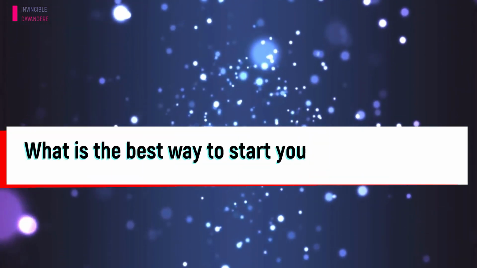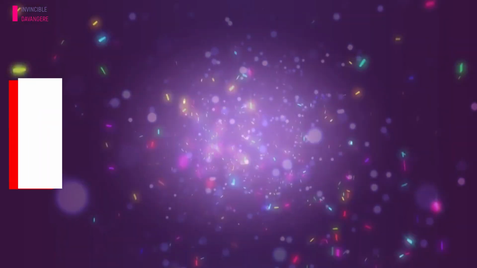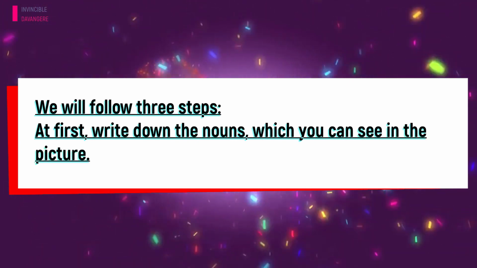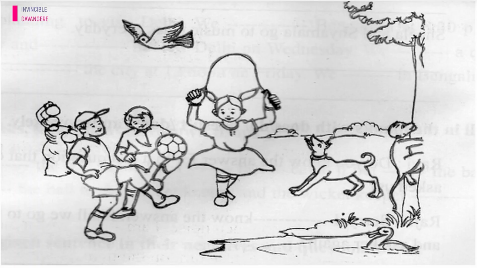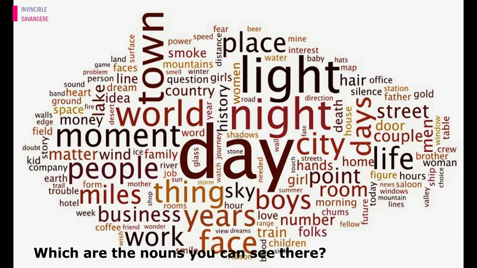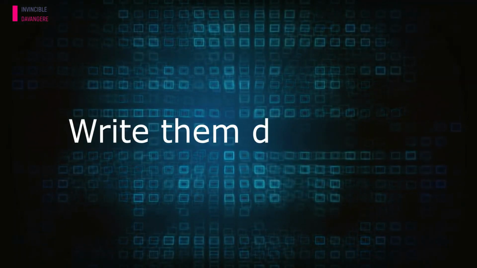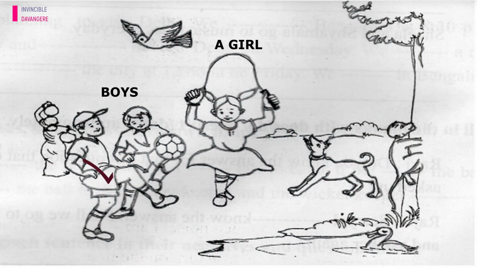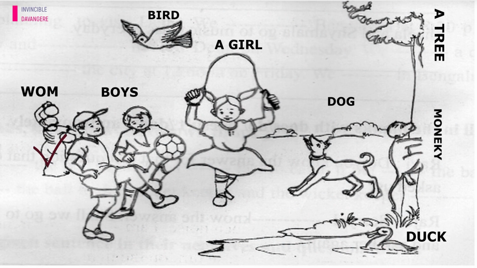What is the best way to start your description? We will follow three steps. First, write down the nouns which you can see in the picture. Look at this picture. Which are the nouns you can see there? Write them down. A girl, boys, dog, monkey, duck, tree, bird, woman.